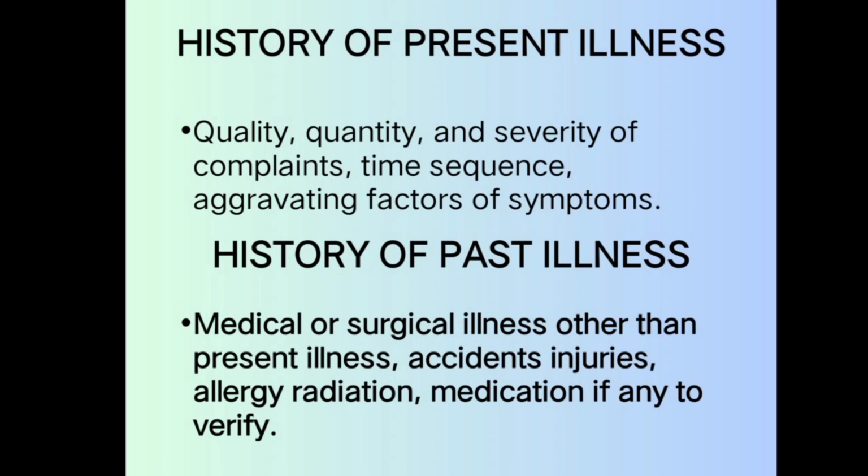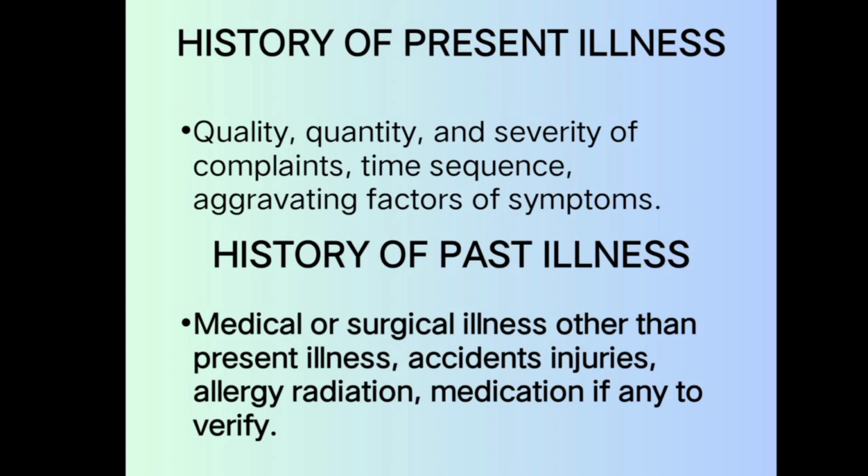Next is history of present illness. That means, for example, if a child has come to the hospital for fever or pain, we ask what is the quality of pain, what is the quantity of pain, the severity of the complaint, the time sequence, how often you get those symptoms, what are the aggravating factors, and what are the symptoms you have now.